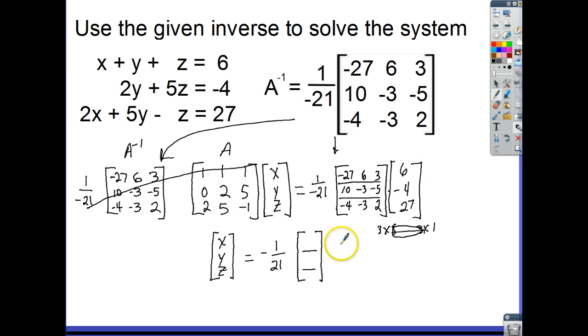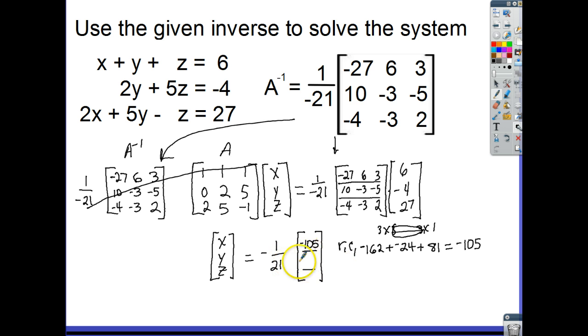So we'll do row 1 times column 1 here. Okay, I've already done that for us here. So negative 27 times 6 is going to give us negative 162 plus 6 times negative 4, negative 24 plus 3 times 27, 81. You add that together and you get negative 105.